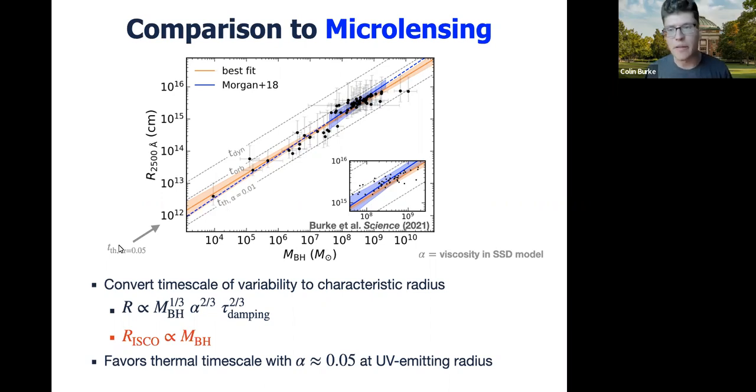So we think this is consistent with the picture where the optical variability is driven by at the UV radius of emission with a viscous parameter of around 5%, but there's some degeneracy there.